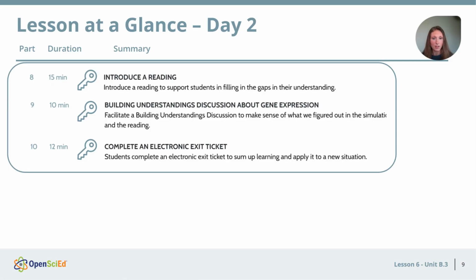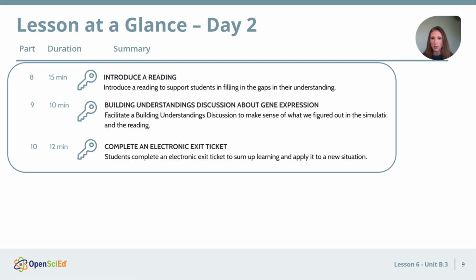So, in the second part of Lesson 6, students read about DNA and p53, since p53 was the protein they had made in the kinesthetic model. After the reading, they work in small groups to complete the table in their kinesthetic model handout that maps the model to the real world. When they finish, the class discusses the kinesthetic model and the reading to make sense of gene expression.